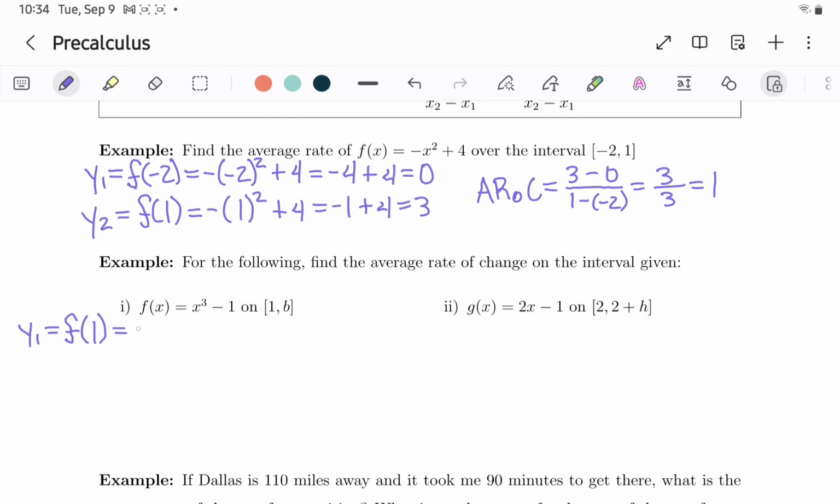So this is equal to 1 cubed minus 1. Simplifying, 1 cubed is 1, so we have 1 minus 1, which is going to be 0. Then we want to find our y sub 2. This is going to equal f of b, which is equal to b cubed minus 1.